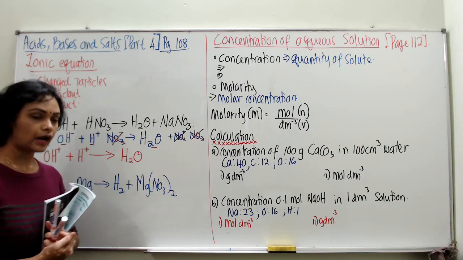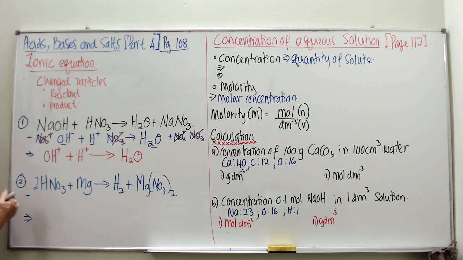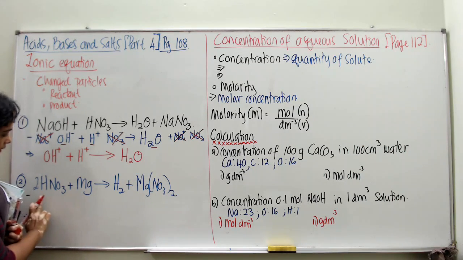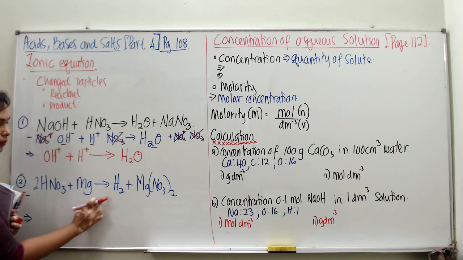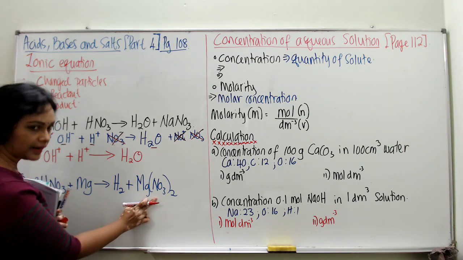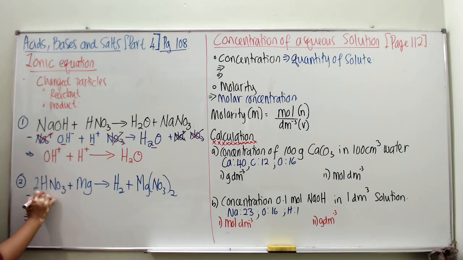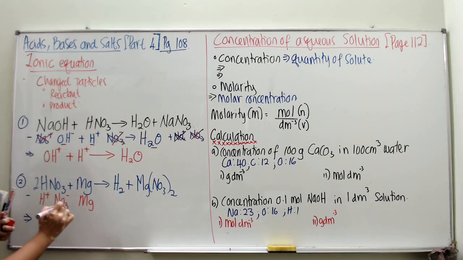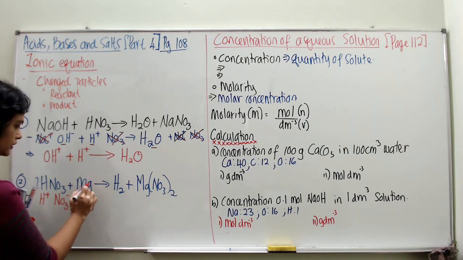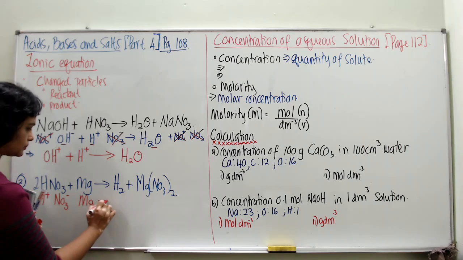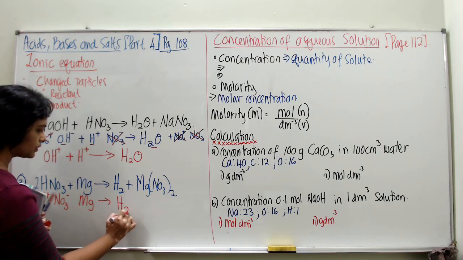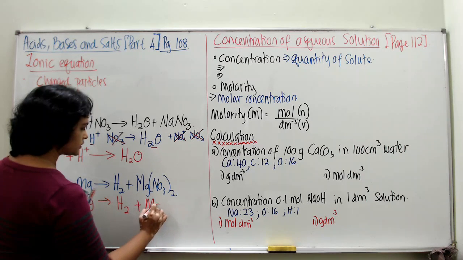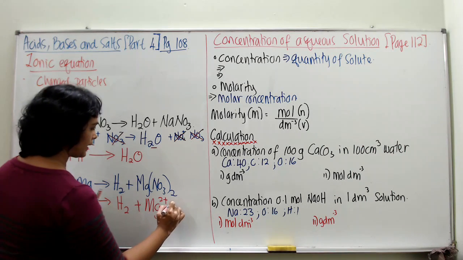Now, let's go to the second example. Nitric acid reacts with magnesium. You are familiar with this reaction. Nitric acid reacts with magnesium to produce hydrogen and magnesium nitrate. Now, if teacher writes them separately, this is how the ions look like. Magnesium in the form of this one. So hydrogen ion produces magnesium ion and nitrate ion.